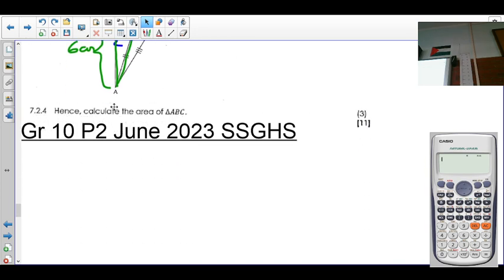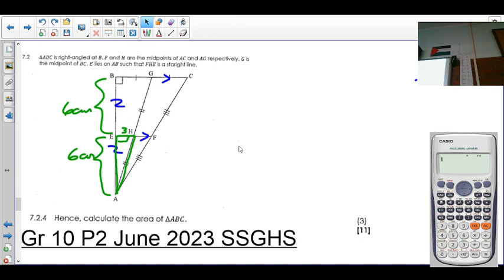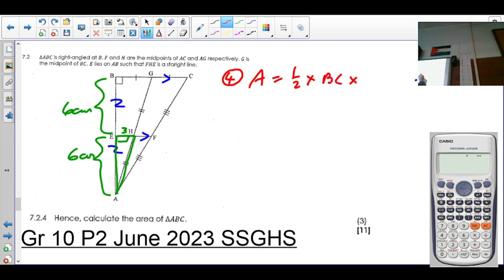The last question, 7.2.4, says hence calculate the area of triangle ABC, which is the big triangle now. So the area of a triangle, how are you going to calculate this area of this triangle? It's going to be half, what's my base? BC, and what is my height? Perpendicular height? BA. I've calculated that now.